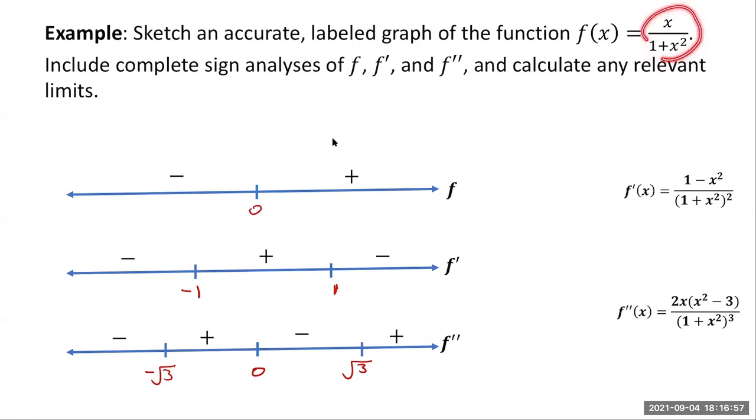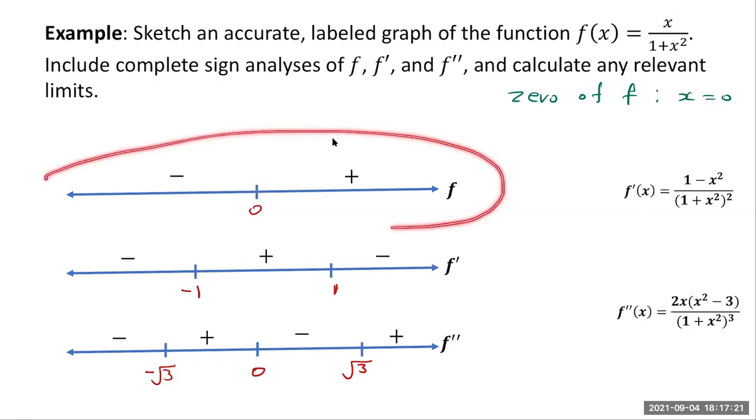So this can change the sign only at its zeros. The zero of f of x is x is equal to 0. What do you do? You set your numerator to 0 to find zeros. That is x is equal to 0. So I place my x is equal to 0 here, and then I construct the sign chart for my f.